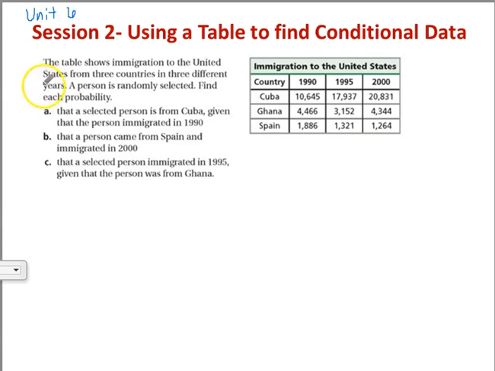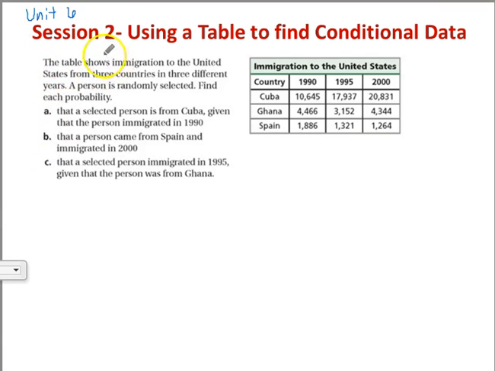I typically get a lot of questions on this question from this Unit 6, Session 2 assignment, so I just thought we'd go over it in this recording. So when you get to this question, you should have the work already in your math notebook and ready to put down in the assignment.